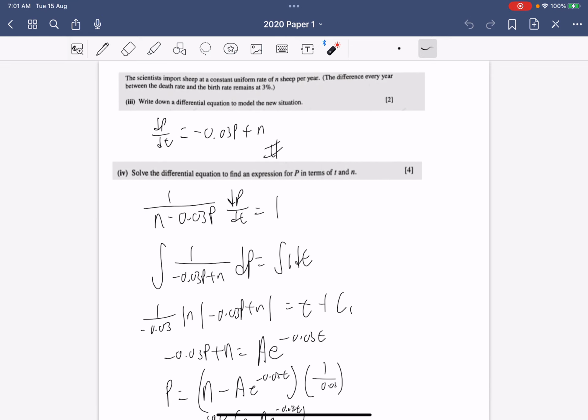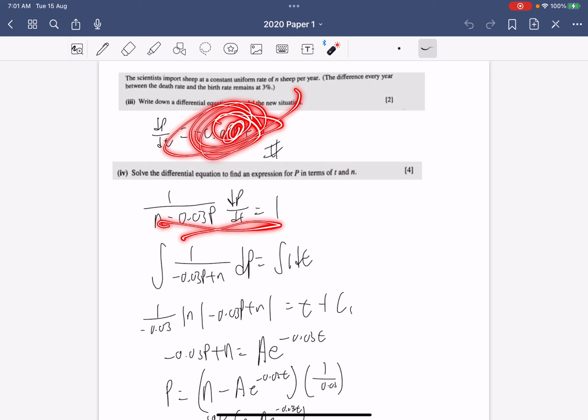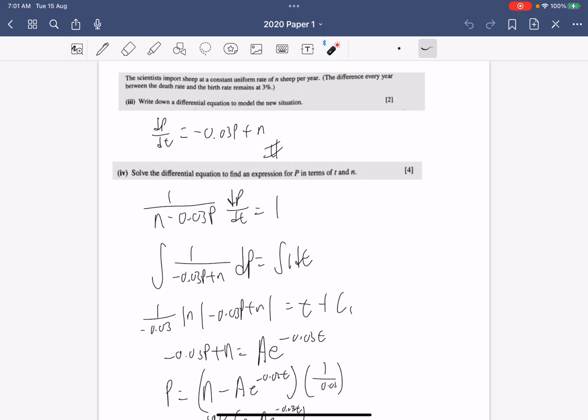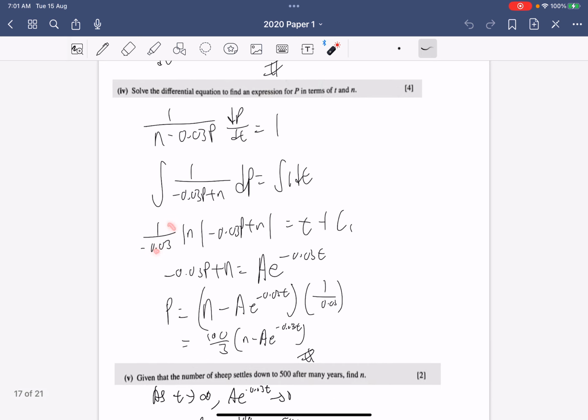Now the scientists want to ensure the population of the sheep don't die, so they want to import more sheep at a constant rate of n. So it's just plus n in the end, and we're supposed to solve this differential equation. So in this case, now we don't just divide by P, we need to divide by this whole chunk. So then this part will be 1, you integrate it, and then this is what you should get when you integrate it. Then you just times the minus 0.03 up, you bring the e up, and you take out the modulus, so you just do it in one fell swoop.